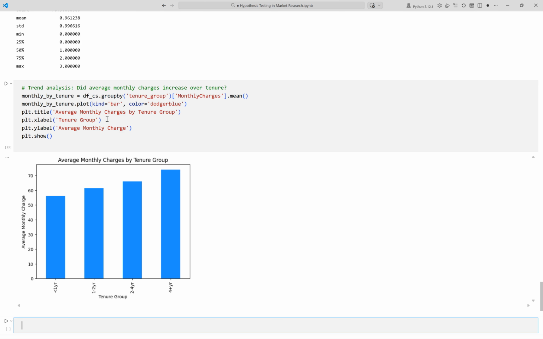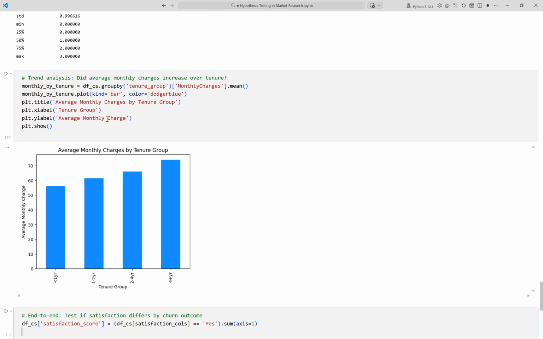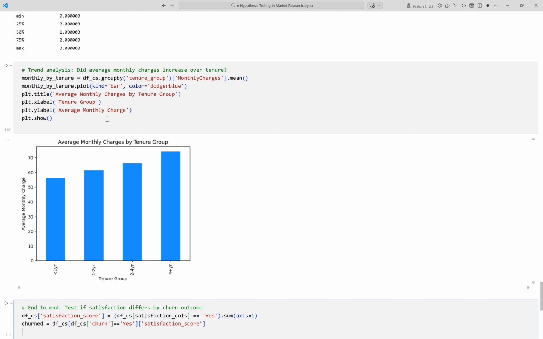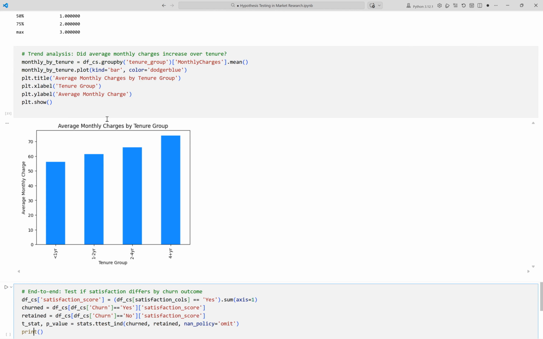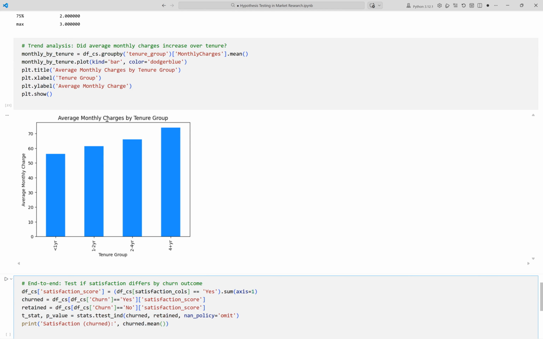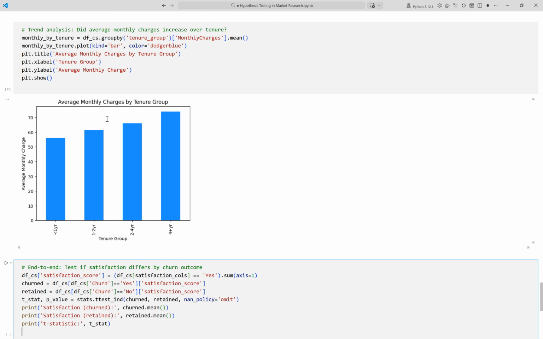Now we solve an end-to-end business problem using real data and hypothesis testing. We create a satisfaction score for each customer based on satisfaction indicators. We split customers by churn outcome for testing. We conduct a t-test to compare means for each segment. We print the mean satisfaction for churned customers. We print for retained customers to see any difference. We print the t-test statistic value. We print the p-value to determine if this is a real business effect.